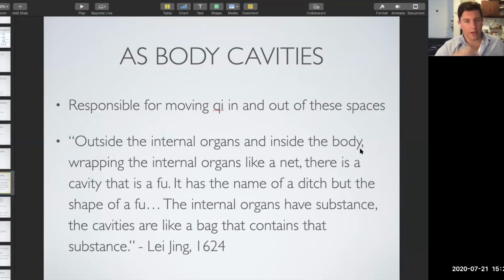So if we talk about it as body cavities, the cou li, have I covered cou li in this class, right? A little bit, no, okay. Okay, that's important enough to do this really quick.